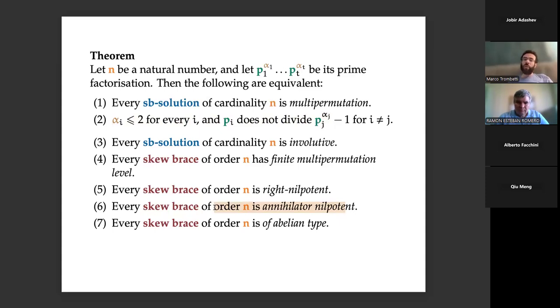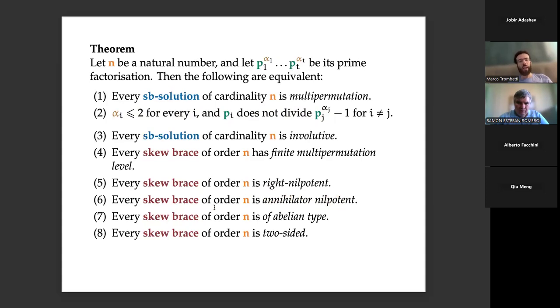And there is also another thing, because surprisingly enough, this is also equivalent to requiring that all your skew braces are two-sided. So if you ask that every skew brace of order n is two-sided, then this is the condition you're looking for. So not only of abelian type, but also two-sided. Notice that, for example, skew braces whose multiplicative group is abelian are automatically two-sided. So, for example, if you ask that all your skew braces have an abelian multiplicative group, then you will also come out with this condition here.